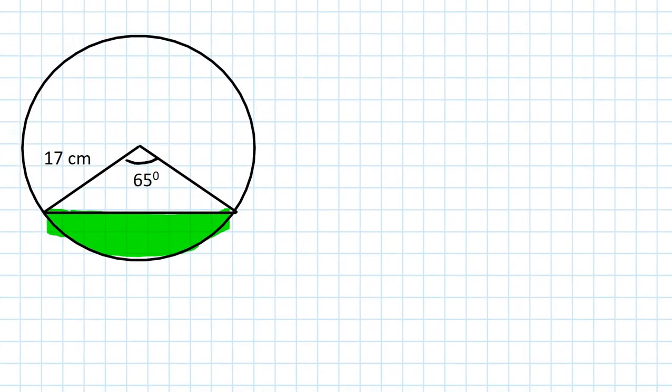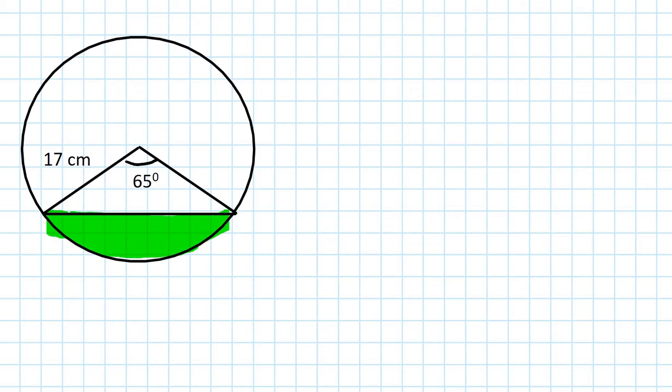All right, now let's do this one here. The question asks us to find the shaded area. If you think about it, this shaded area involves 2 shapes. One is a non-right triangle, and the other one is a sector. So what we need to do is find the area of the sector first, and then minus the area of the triangle. If you don't know, the shaded area is actually called a segment. So we need to find the area of the segment.